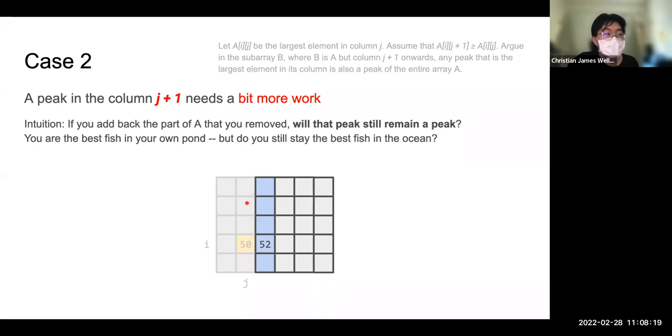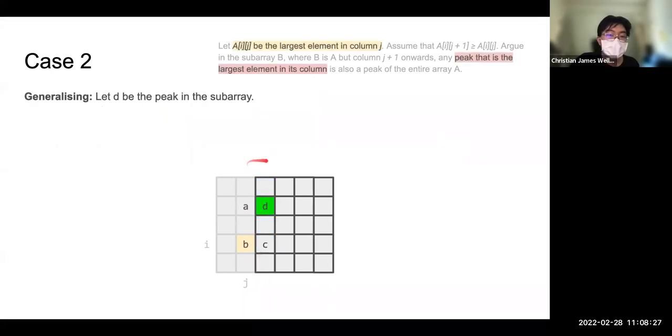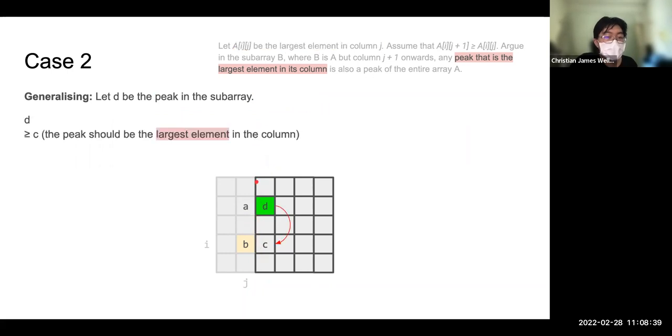So this is the work that I said we need to do more last time. Let's recall the rough argument very quickly again. We label these elements A, B, C, D, where D is the peak in this subarray. That is also the largest element in the column. So D is greater than or equal to C, because this is what we output. We claim that D is the peak that is also the largest element in the column.